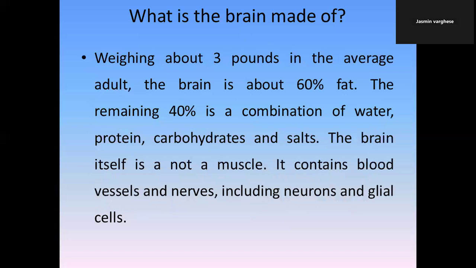What is the brain made of? Weighing about 3 pounds, that is the weight of our brain in the average adult. The brain is about 60% fat. The remaining 40% is a combination of water, protein, carbohydrates, and salts. The brain itself is not a muscle. It contains blood vessels, nerves, and neurons and glial cells.